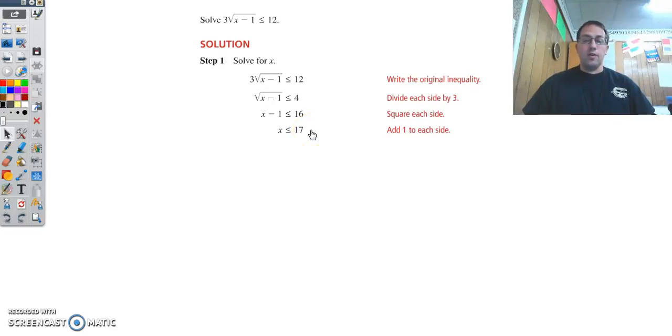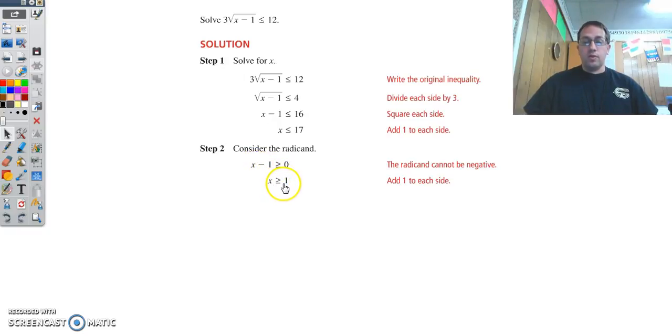Right? Simple enough. However, this is a square root function, and we cannot have a negative underneath that square root. So that means that x minus 1 has to be greater than or equal to 0. Well, that's not too bad. We just add the 1 to both sides. So x has to be greater than or equal to 1.